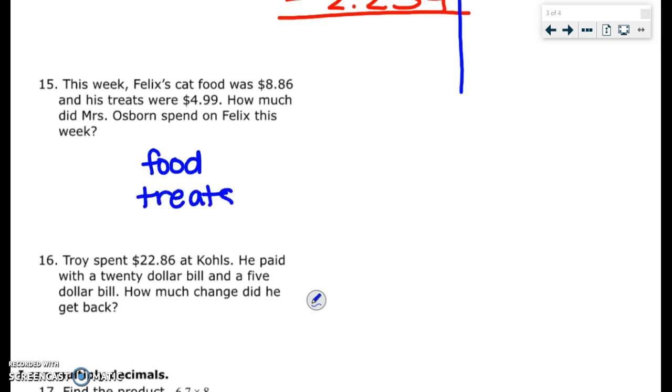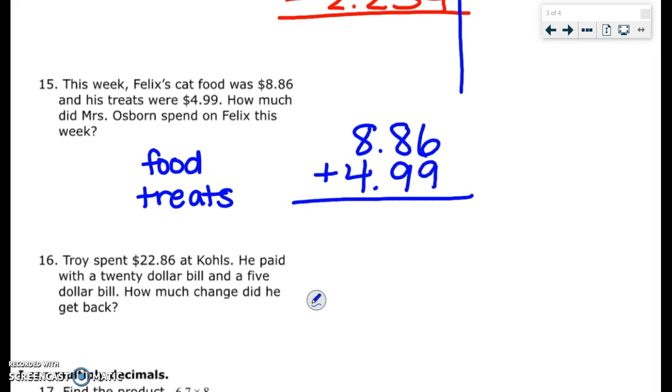So if I were to subtract, I'm finding the difference of those prices. But that doesn't mean that's how much I spent. When I figure out how much I spent, I'm looking at the total cost. And when I think about total, I'm thinking about addition. And we know with money, money only goes to the hundredths place.